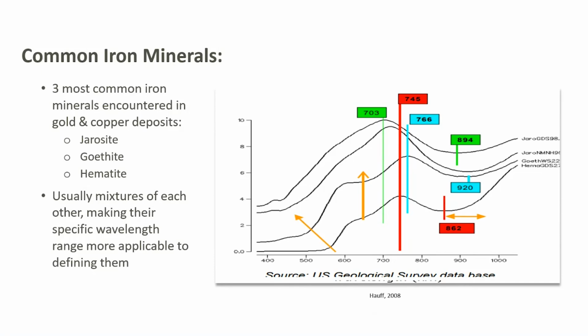Now, these features all have a range, and they usually occur as mixtures of each other, and therefore the wavelength range is more applicable than defining them. So, for example, goethite is going to essentially be seen greater than 900 nanometers. Hematite is going to be seen less than 900 nanometers.